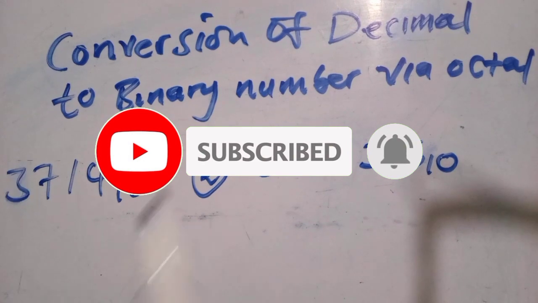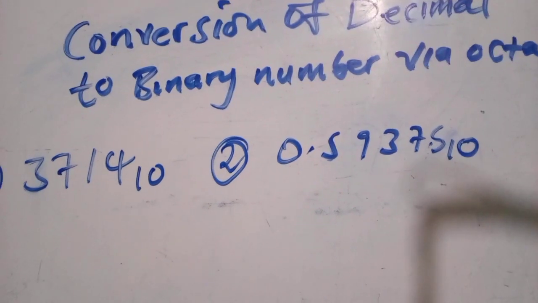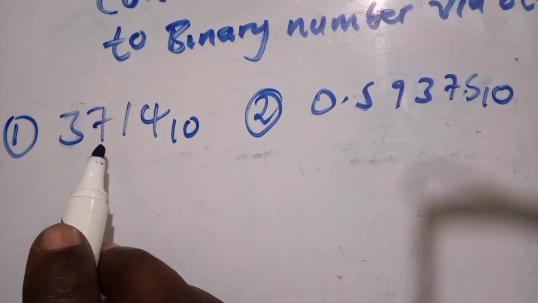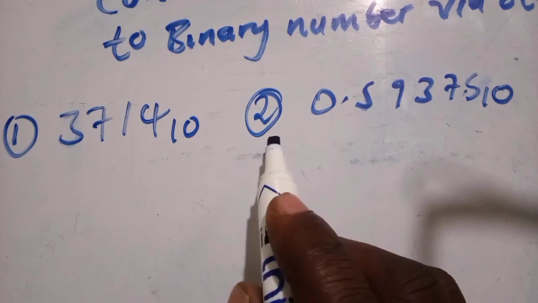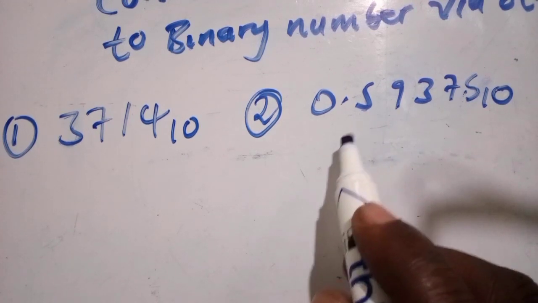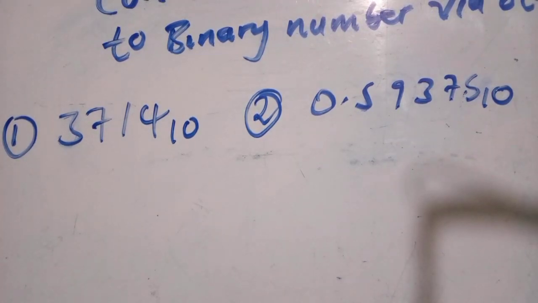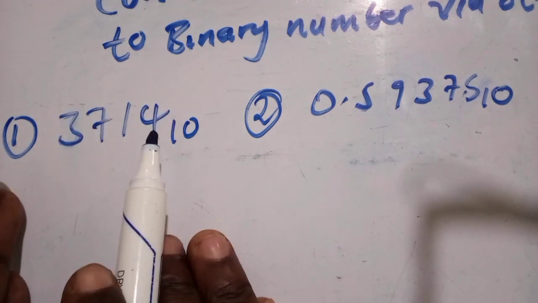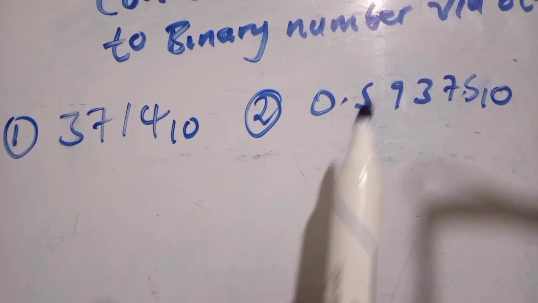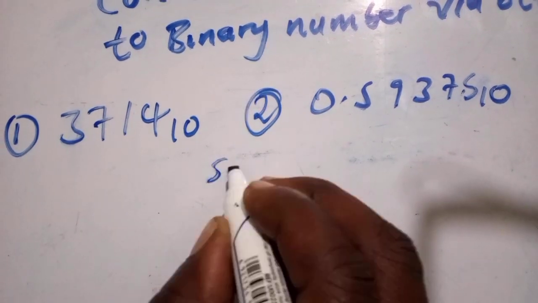And today's lesson we are looking at the conversion of decimal to binary number via octal. We have questions written down here. For question 1 we have 3714 to the base 10, and for question 2 we have 0.59375 to the base 10. So what you have to do, you have to take these numbers into base 2. That's when you can convert it to octal numbers. So let's get started.